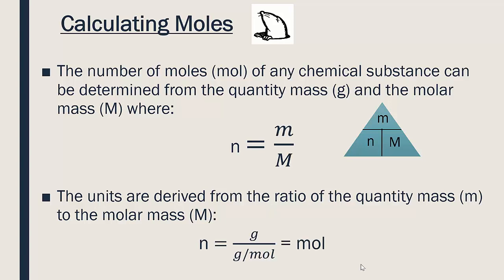Molar mass is in grams per mole, and so by going grams divided by grams per mole, the grams cancel out, mole gets flipped, and we get just mole. Don't worry too much about how to get those units. The important thing is just that those are the units for moles.